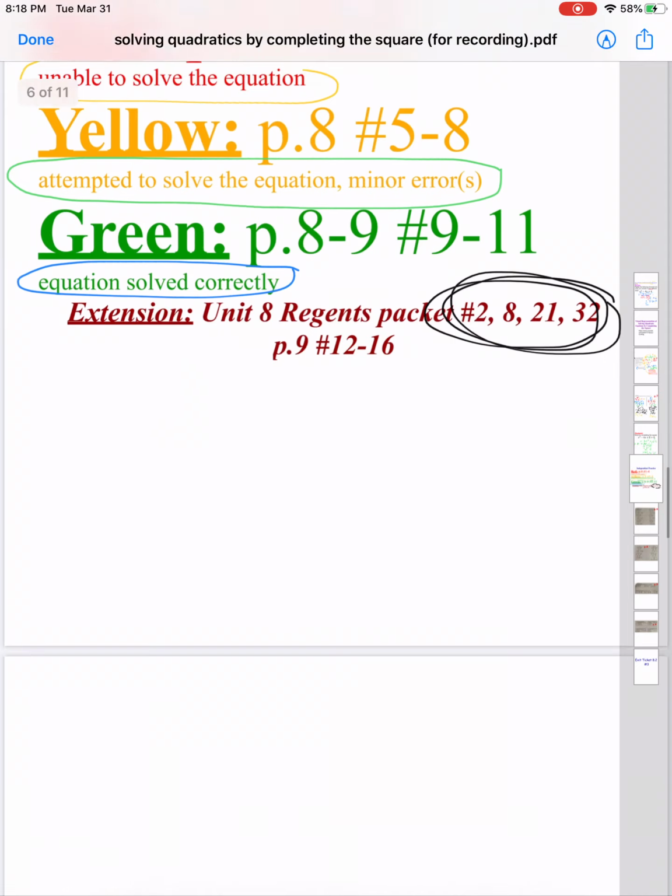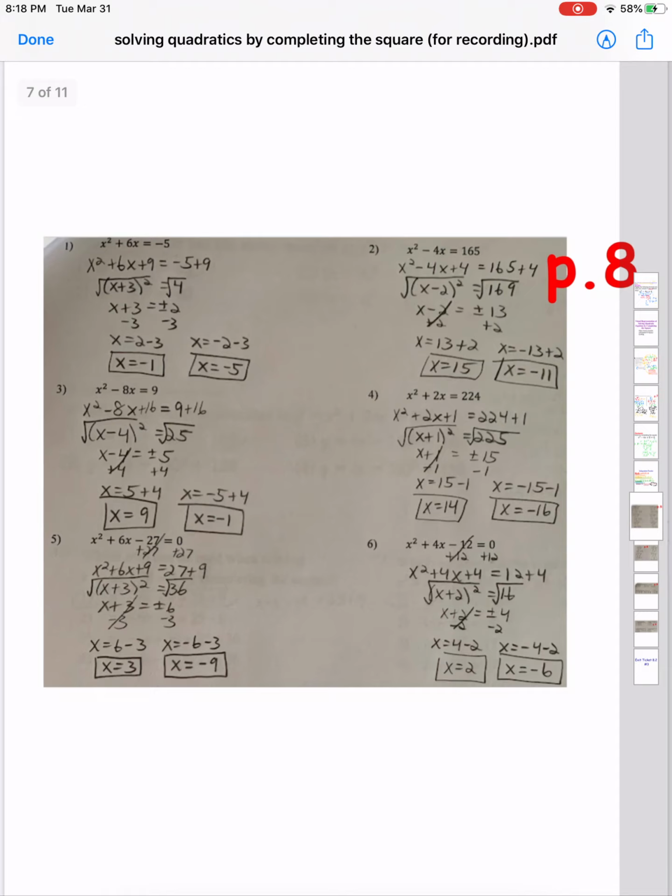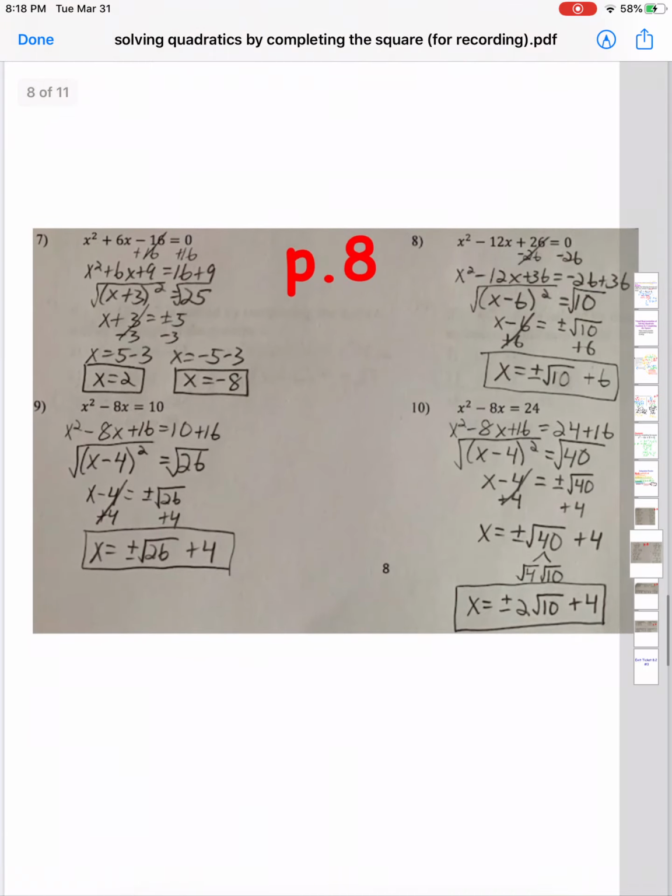Okay, so looking at our answers, here's page 8, numbers 1 through 6. Again, if this was a problem you did, feel free to pause the video so you can check your work. You'll notice that in all of these problems, 1 through 6, you had a nice perfect square. So notice I ended up with all nice integer answers. Here's the bottom of page 8, numbers 7 through 10.